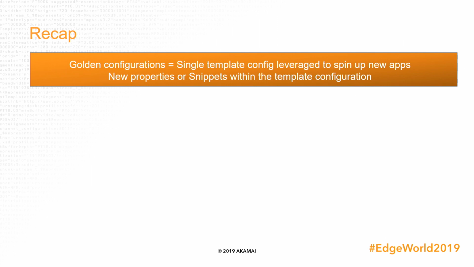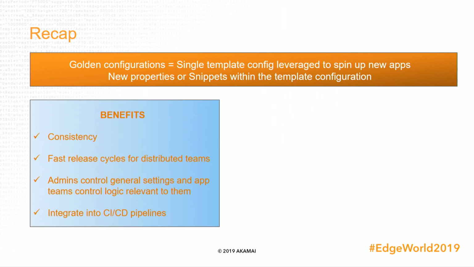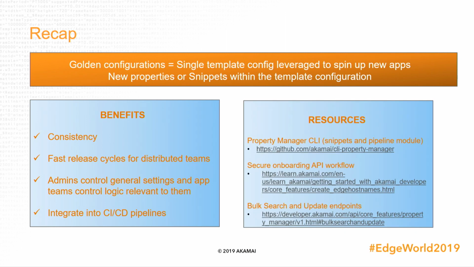So to recap all of this, goal configuration is essentially a single template config that you leverage to spin up new apps. You can have different configs that you maintain, or you can spin up new snippets within the same templated config. The big benefits are consistency, that's the big one that comes up for everyone, faster release cycles, segregation of duties, and then integration into your CI/CD pipelines.